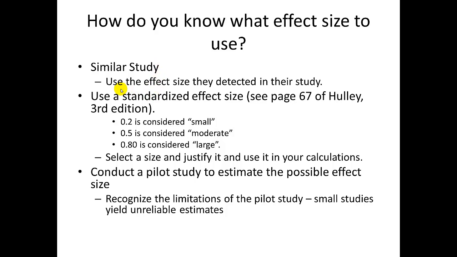Second, you can use a standardized effect size. Page 67 of Hulley suggests that 0.2 is considered small, 0.5 is considered moderate, and 0.8 is considered large. Use these as general rules of thumb, but you should know that in some circumstances these might not be justifiable. However, choose a size and justify it and use it in your calculations.